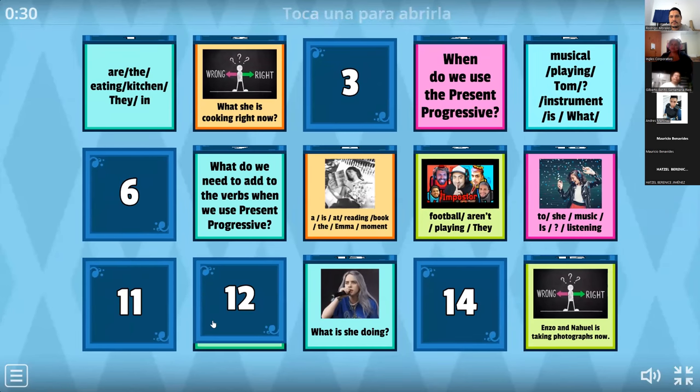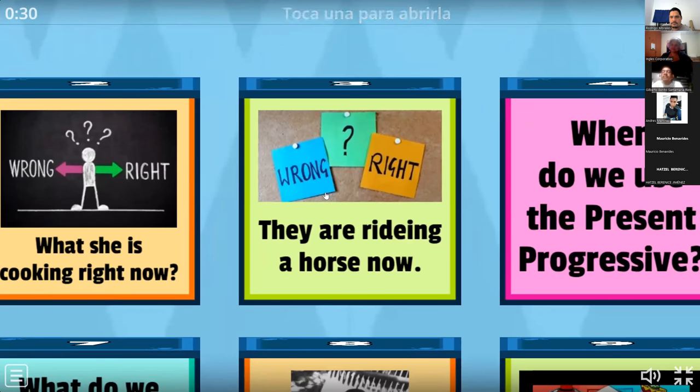Volunteers? Okay, Roberto, which number? Number three. They are riding a horse now. Is that correct? No, it's wrong. Writing. That will be the correct way, but it is not necessary the letter E. It is not necessary this letter. Okay. Very good. Thank you so much.